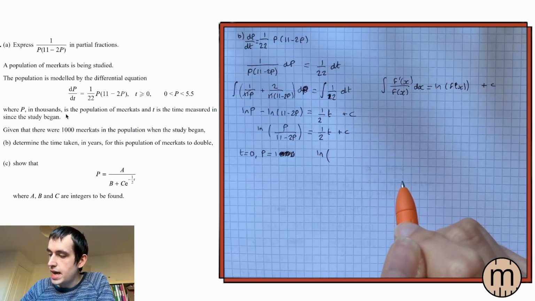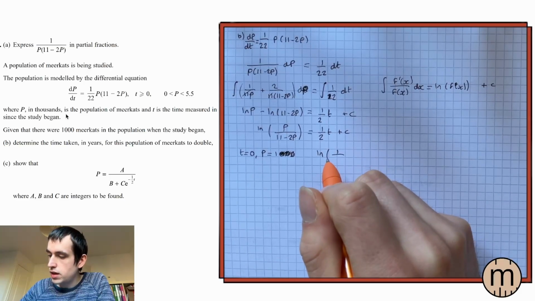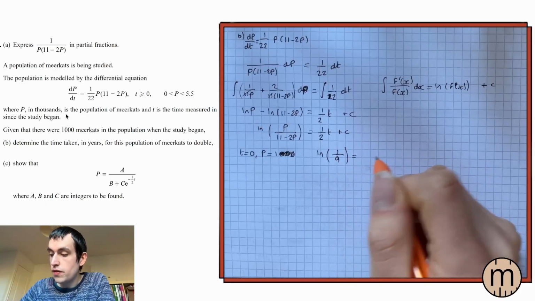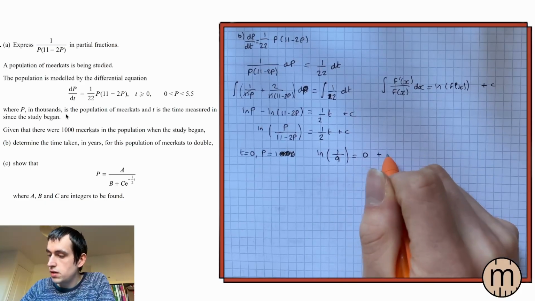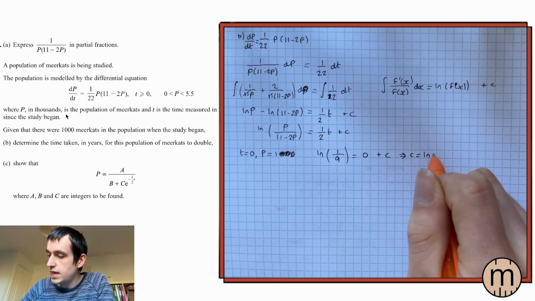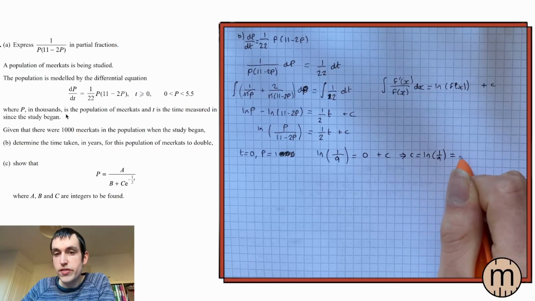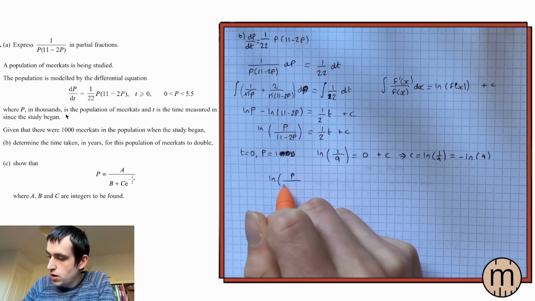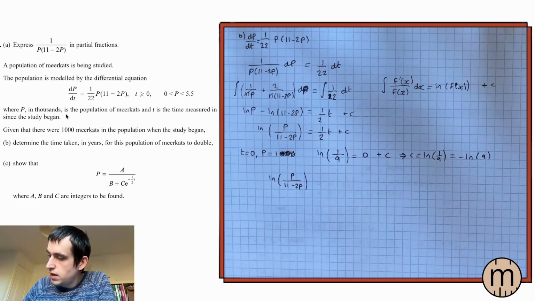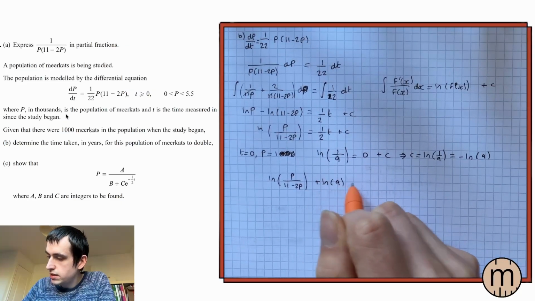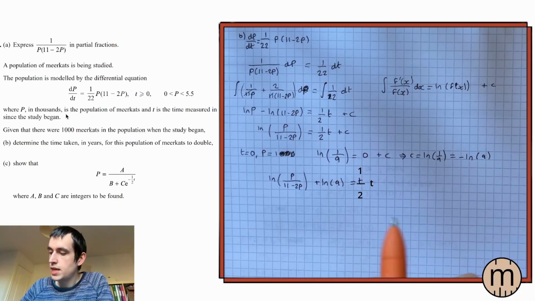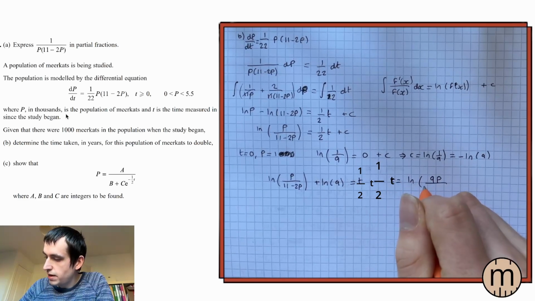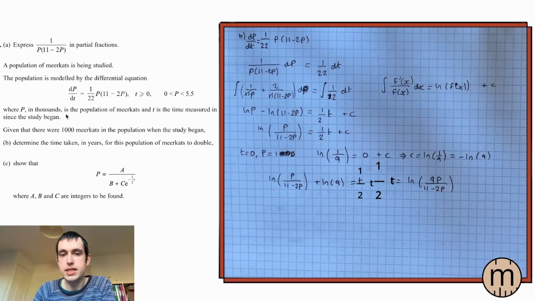That means that ln of 1 over 11 minus 2, 1 over 9, is equal to 1/2 of 0, which is 0, plus c. And then that tells us that c is equal to ln of 1 over 9, or, if you prefer, minus ln of 9. And therefore ln of p over 11 minus 2p plus ln 9 is equal to t. And I could also times everything inside the logarithm by 9. 9p over 11 minus 2p is equal to t.